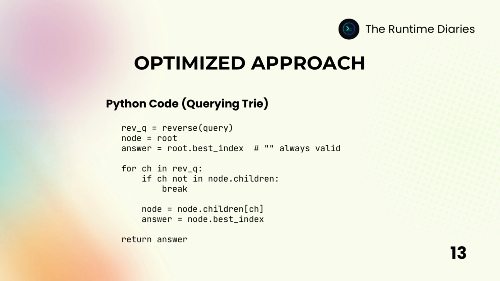Here's how we query the trie. We reverse the query string. We start at the root and initialize the answer to root.best_index. This handles the case where the query shares no suffix with any container word, so the longest common suffix is the empty string. Then, for each character in the reversed query, we check if it exists in the current node's children. If it doesn't, we break out of the loop. If it does, we move to that child node and update the answer to that node's best_index. When the loop finishes, we return the answer.